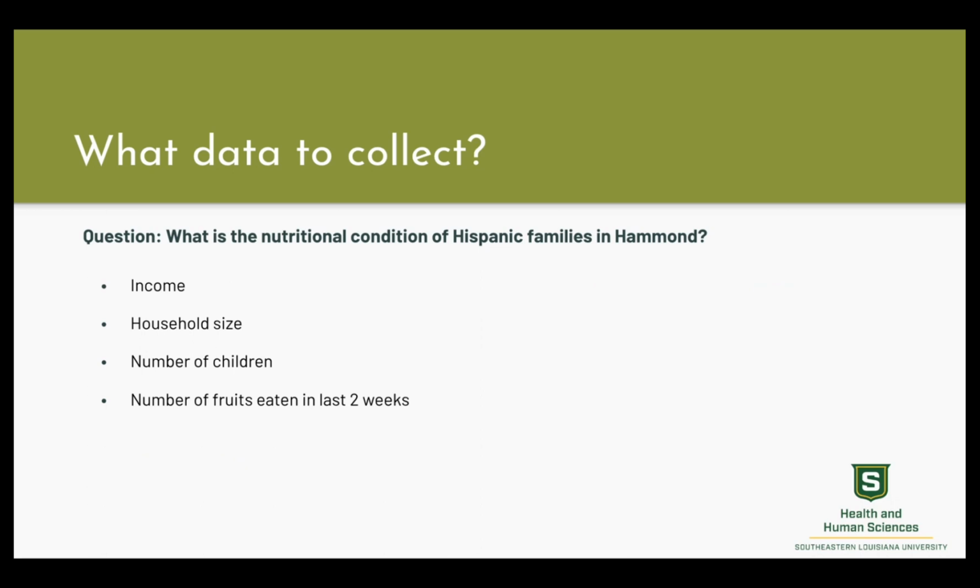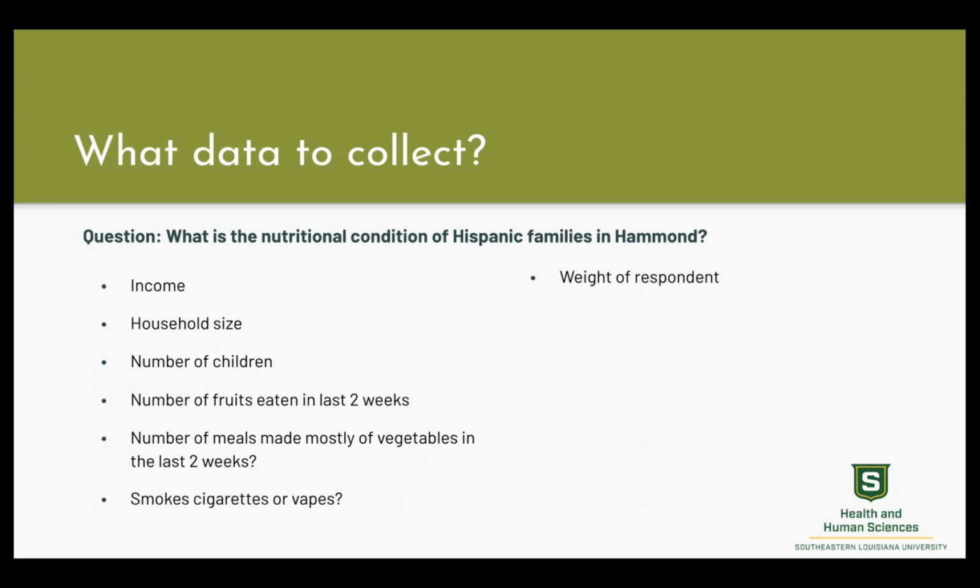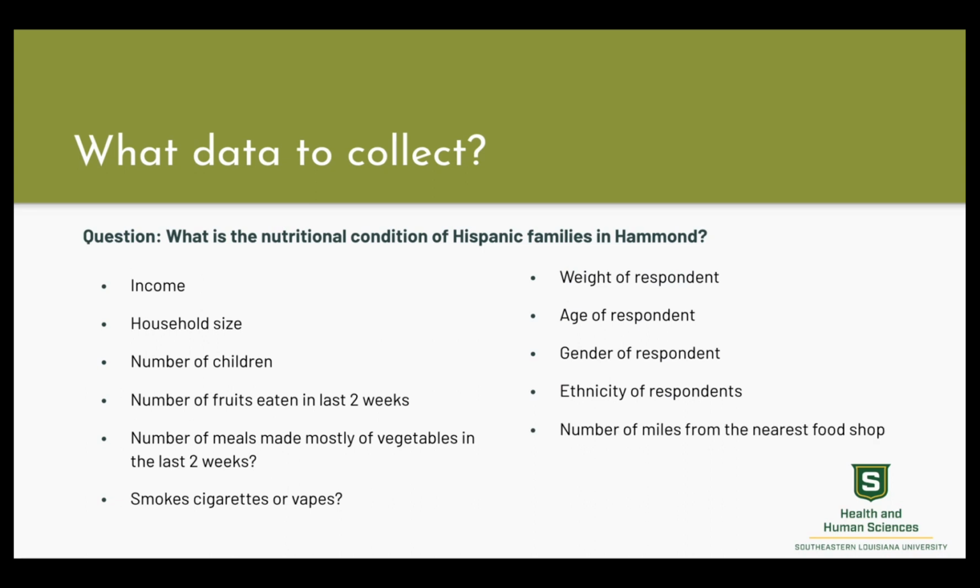Let's say you're interested in how much fruit they are eating, and you're asking the number of fruits that was eaten in the last 2 weeks, the number of meals that was made mostly of vegetables in the last 2 weeks, whether anybody smokes or vapes in the family, the weight of the respondents, the respondent being the person you're asking, the person who is supplying you with the information, and the age of the respondent, their gender and ethnicity, and how many miles they are from the nearest food shop. So these are a couple of questions that you can be asking.